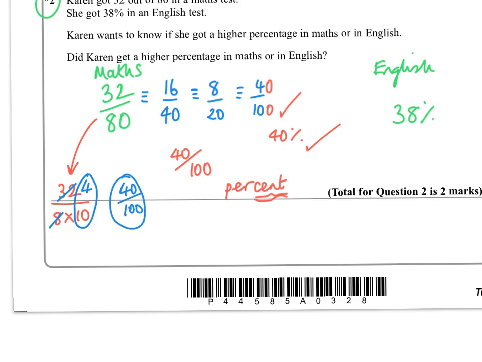So that's another way. And one final way would be to say that if 100% would have been 80 out of 80, then 10% would have been 8 out of 80, 20% would have been 16, and 40% would have been 32, which is what you wanted. There are many other ways of doing it, but there's 3 ways for you anyway.